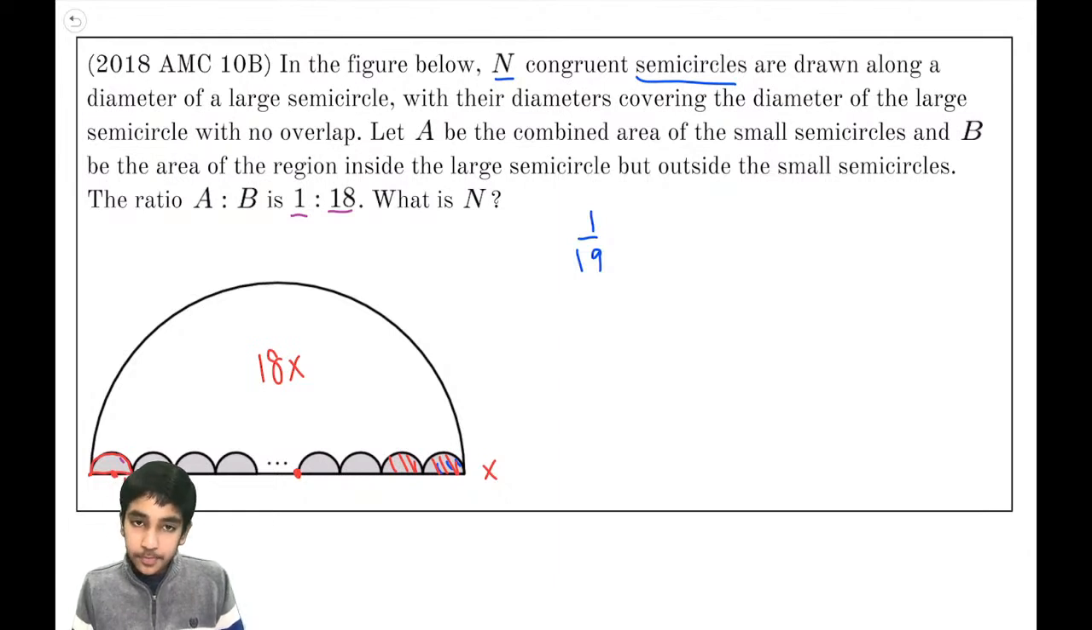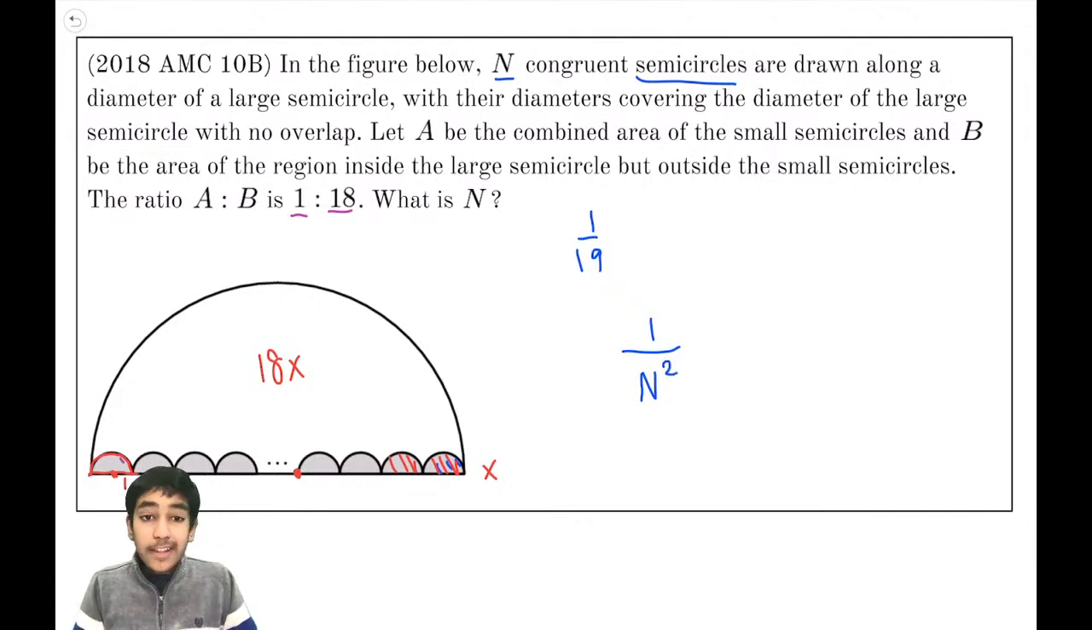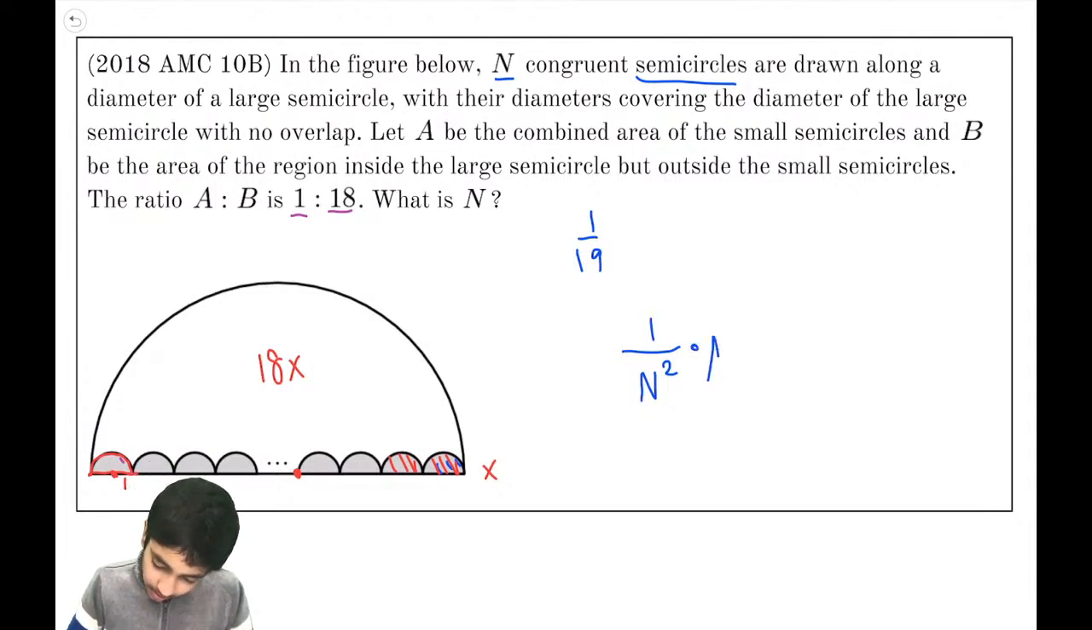Then what do we know? Well, if the ratio of the areas is n squared, we can see that the ratio of one gray semicircle to the whole big semicircle is 1 over n squared. But remember, there's n of these semicircles. So that means the ratio of all n gray semicircles to the whole big semicircle is 1 over n squared times n, which means this is going to be equal to 1 over n.